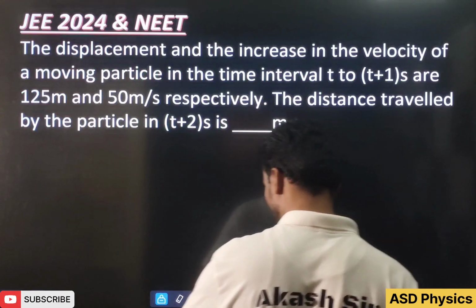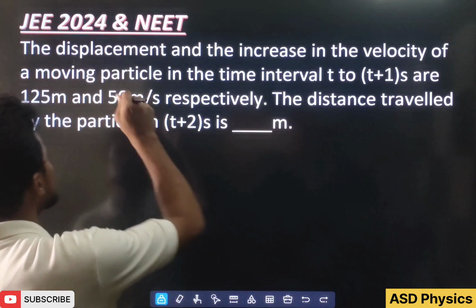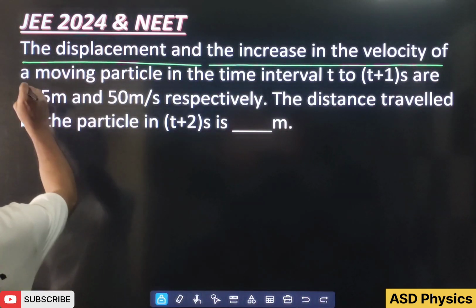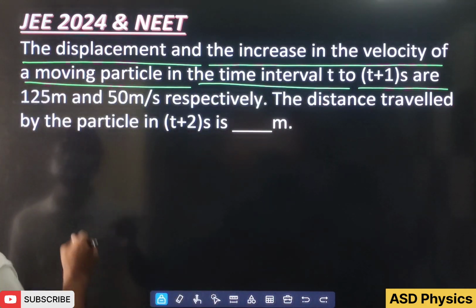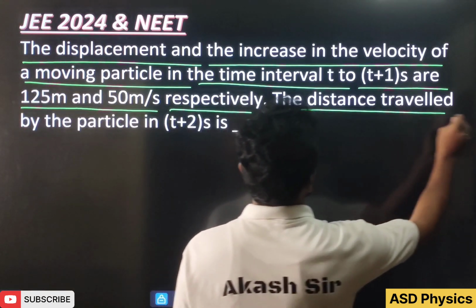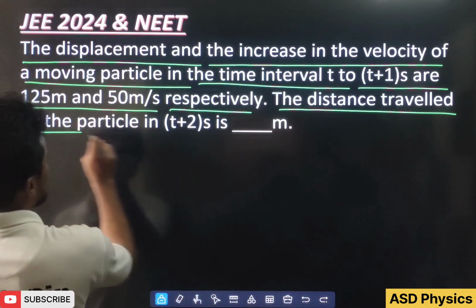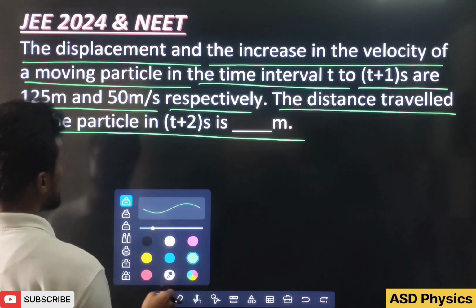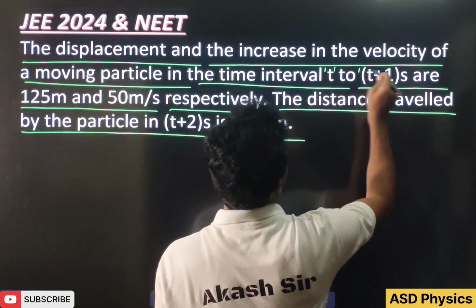Okay, now let's move to the next one. Now the question is, let's go through it. JEE 2024 question is there. The displacement and the increase in the velocity of a moving particle in the time interval t to t plus 1 second are 125 meter and 50 meter per second respectively. The distance traveled by the particle in t plus 2 seconds is how much? First we have to note down the data. They are telling that time is given t to t plus 1.